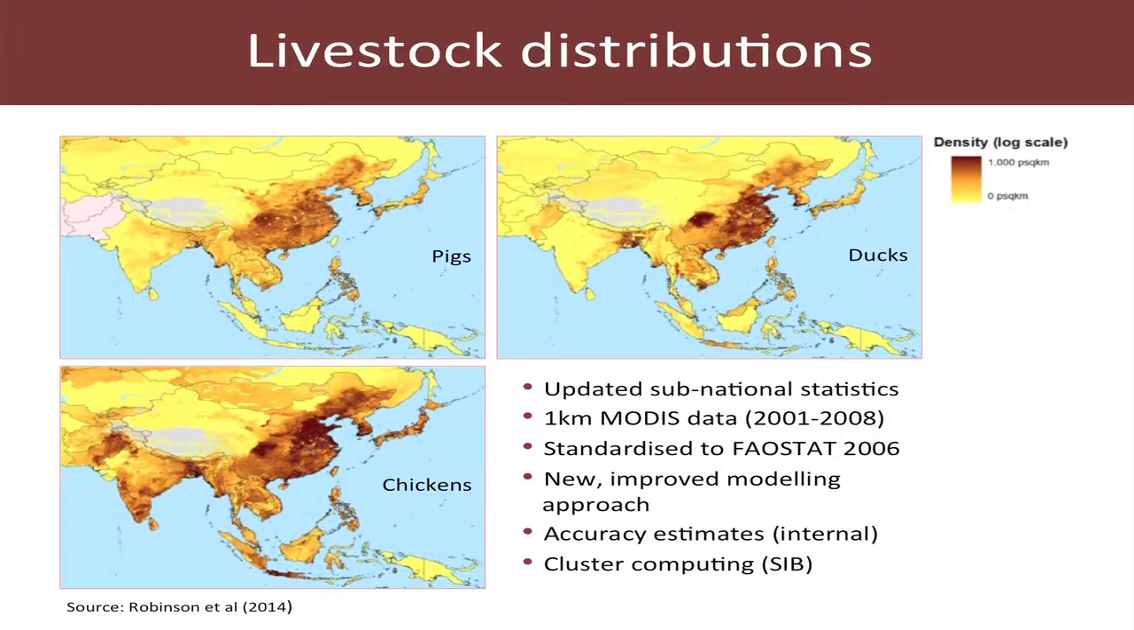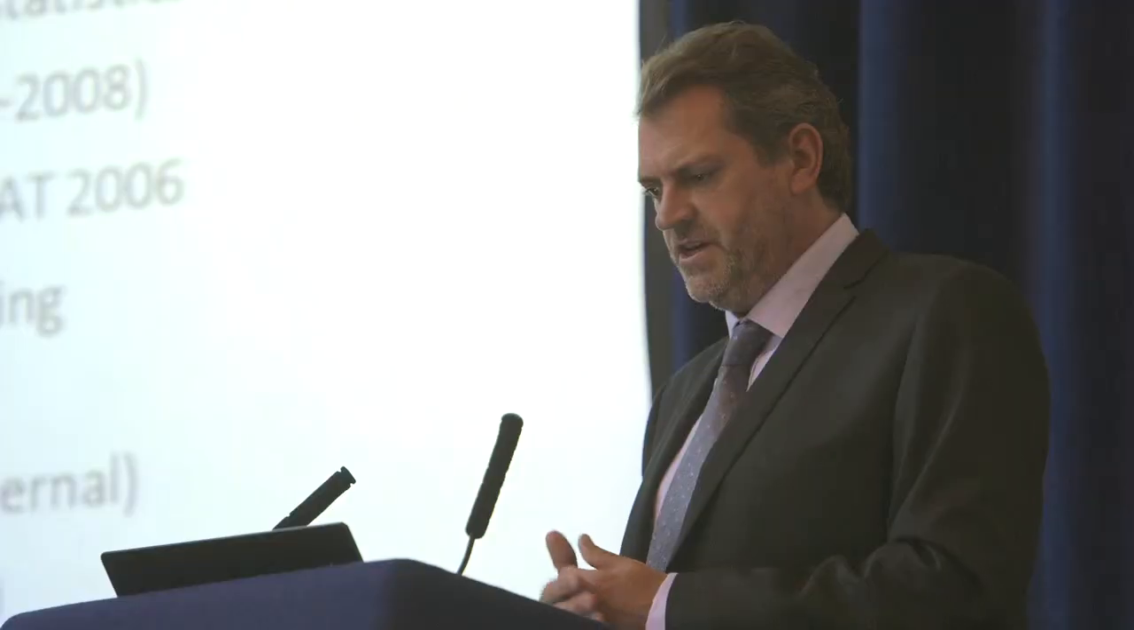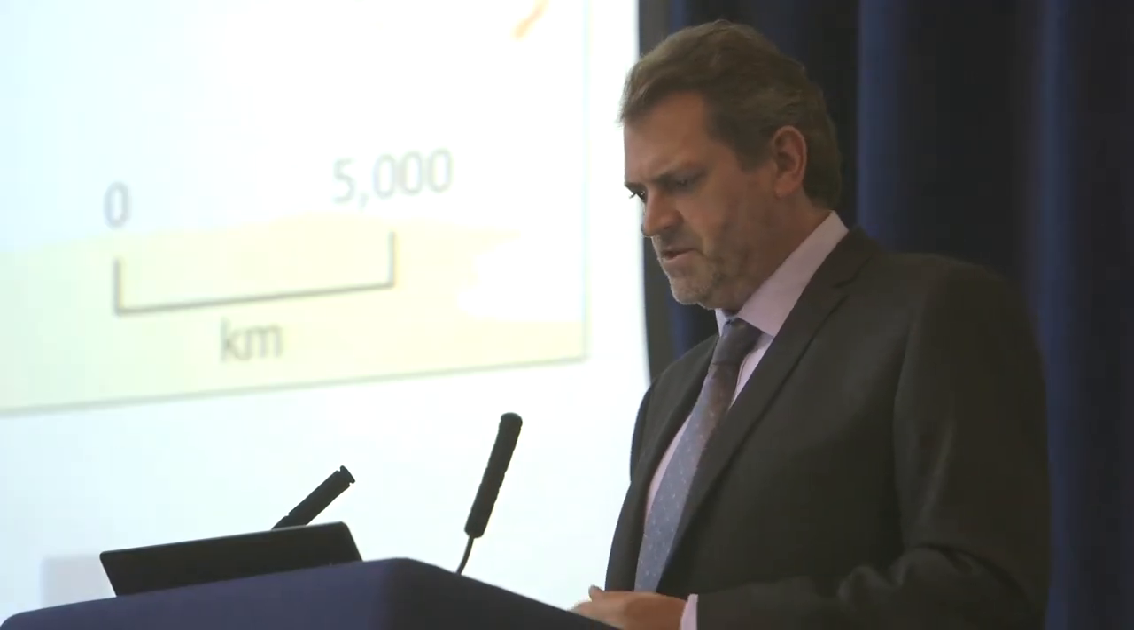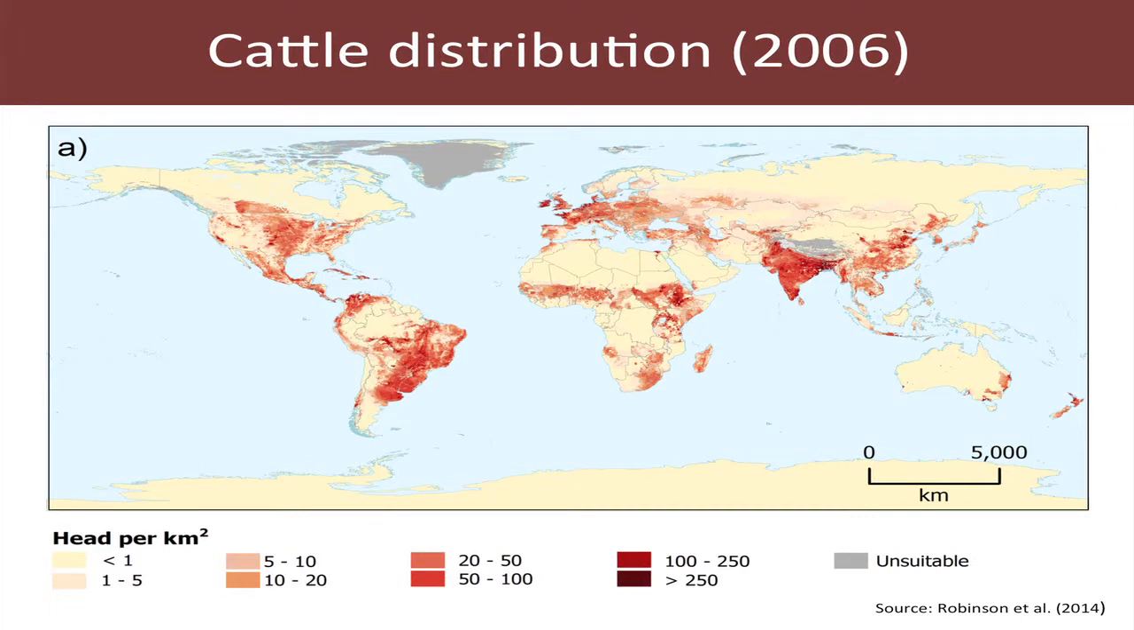These are examples of some of our most recent maps of livestock densities. They're 1 kilometre global maps. This shows pigs, chickens, ducks for Asia, and that's just an example showing the global cattle distribution. So these we've produced recently, and they're based on updated techniques from earlier methods.